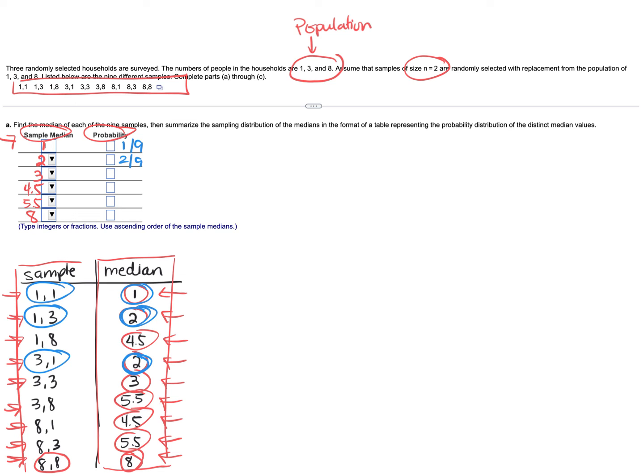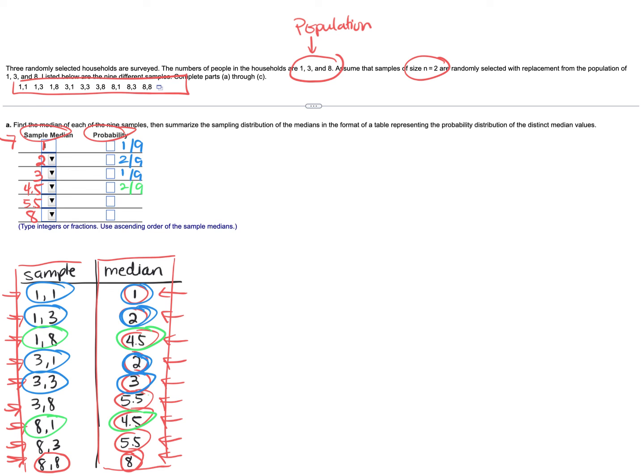How many ways can we get a median value of 3? The only way we can get a median value of 3 is if we pick the number 3, comma 3. So there's only 1 out of 9 chances of getting that median value. How many ways can I get a median value of 4.5? Well, there's two ways of getting a median value of 4.5. That's if we pick the numbers 1 and 8 or 8 and 1. So that's 2 out of 9 possible chances of getting a median value of 4.5.